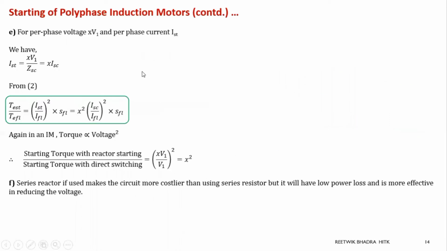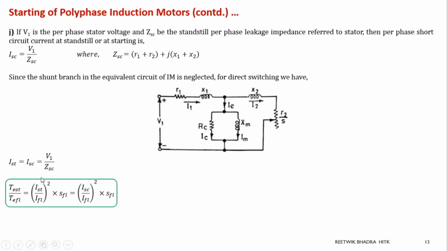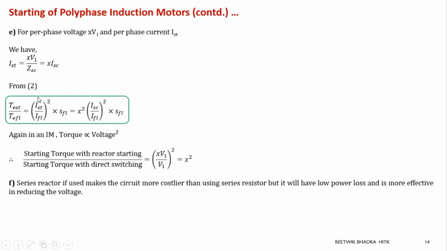Okay, so last slide for today. We will understand the torque and voltage also. Just now, as I was stating, what will be IST now? My voltage has become X times V1. So X V1 by ZSC, and V1 by ZSC is nothing but your short circuit current ISC. So now this becomes X of ISC over here. Now what is my starting torque? Just now we have done the relationship, that's why I told you to remember this one: TEST by TFL equals IST by IFL whole square into SFL. This is a standard value, so that value I have written over here.